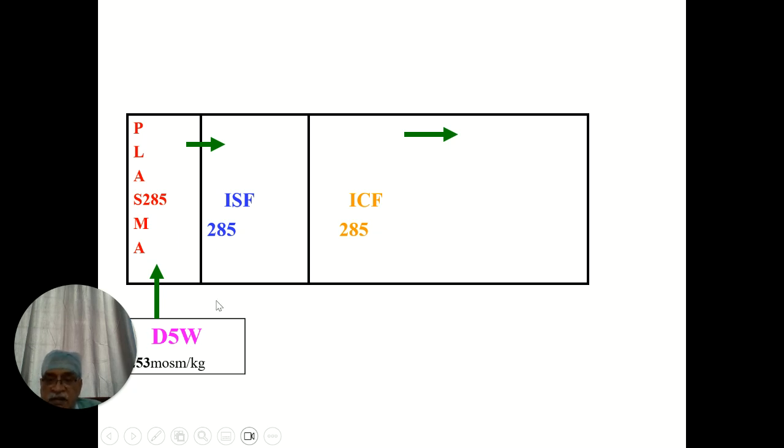It contains 5%. 5% means 5 grams per 100 ml. Each gram will give 4 calories. So 500 ml will give 25 into 4, 100 calories. Nevertheless, this gives some calories, which may not meet the entire calorie requirement but prevents ketosis. So mainly 5% dextrose is given as a water replacement, and also some calories it will get.